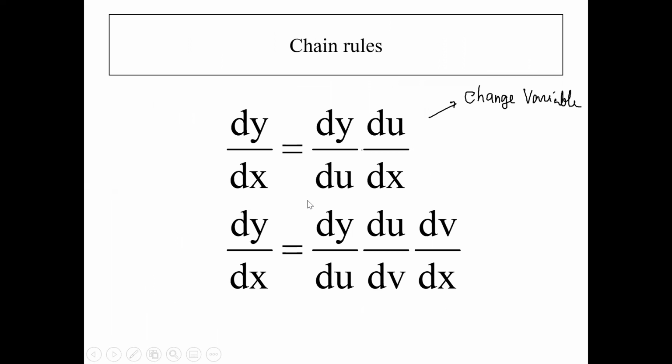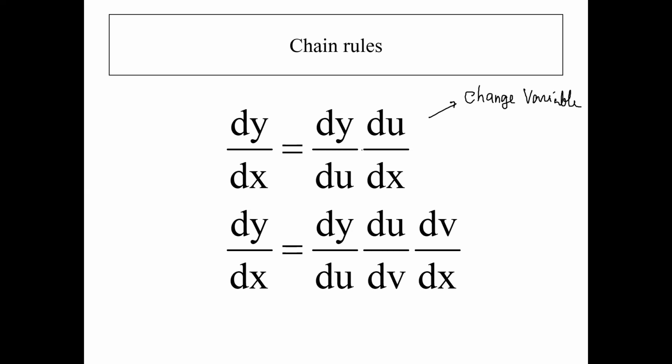And there is another trick in calculus that we use a lot. It's called the chain rule. Suppose you want to have dy by dx, you can change the variables to some other intermediate variables to make it easier. The intermediate variables are called u and v.